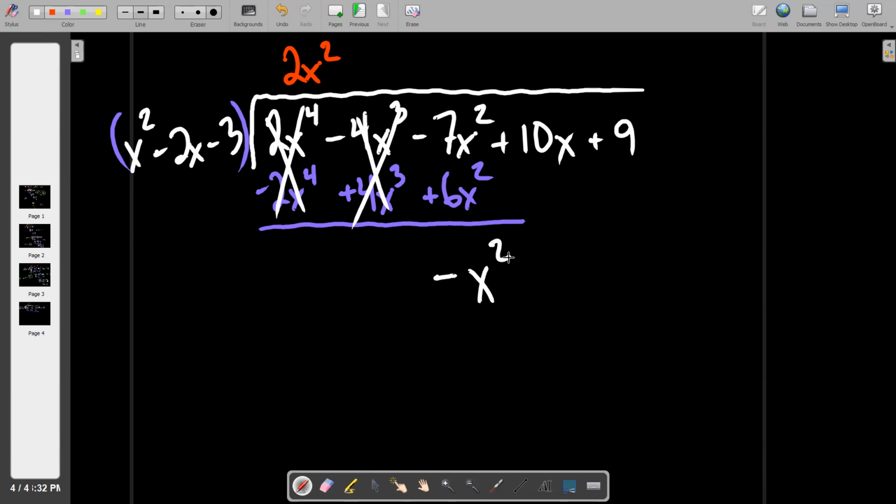Yes, negative x squared or negative 1x squared. I didn't hear you say negative. Oh, I'm sorry, you did. Yes, it's definitely negative. And then I'm going to drop down the plus 10x. And I'm also going to drop down the plus 9. I dropped down 2 things this time because it's okay. Since I cleared out a space, I can do double duty and pull down doubles. I'm not done with you yet.